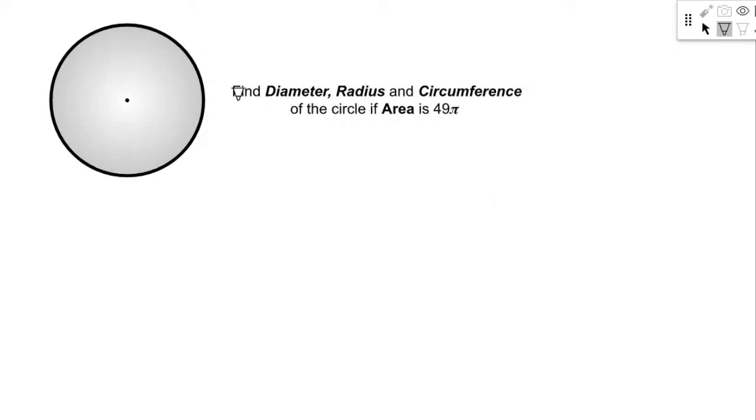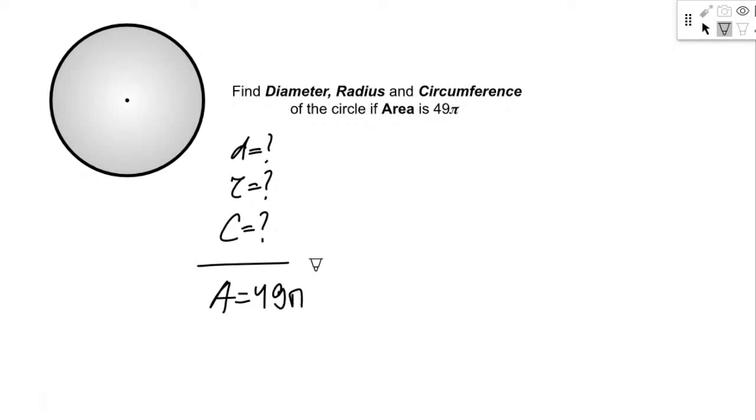Okay, another question. Find the diameter, radius, and circumference of the circle if the area is 49π. So again, we don't know the diameter, we don't know the radius, we don't know the circumference, and we have the area that is equal to 49π. I really hope these practices help you. Please comment if you want more of these practices.